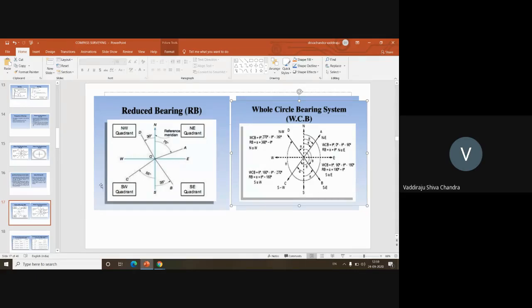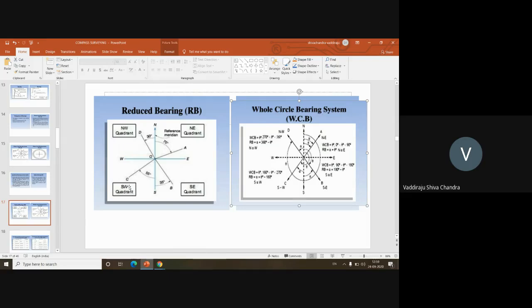The whole circle is 360. So the bearing value is 340. So which quadrant? Fourth quadrant, sir. Okay, the first quadrant is 0 to 90, second is 90 to 180, third is 180 to 270, and fourth is 270 to 360. So my angle is 340, so it falls in the fourth quadrant.